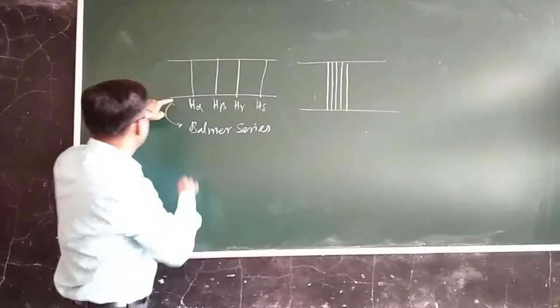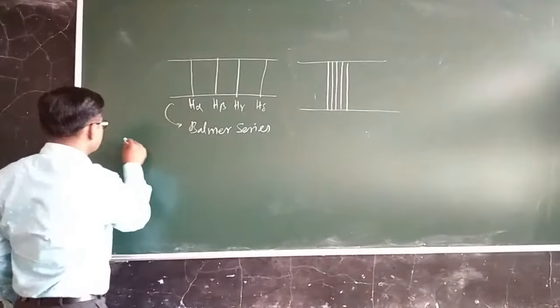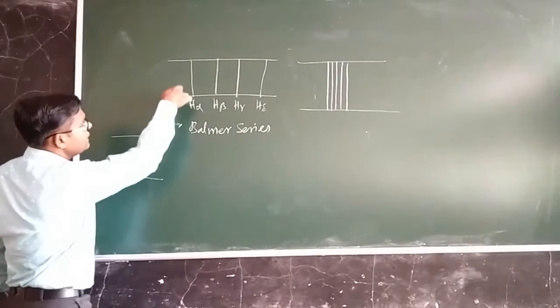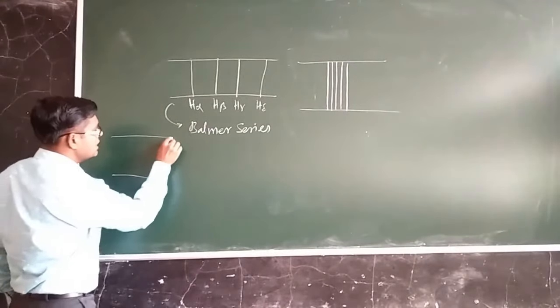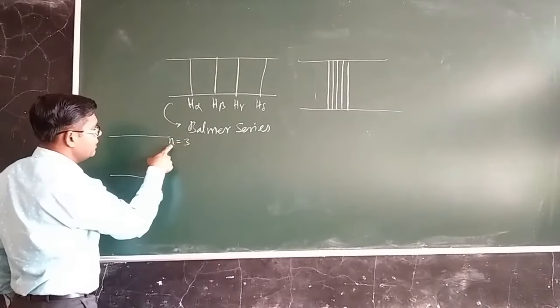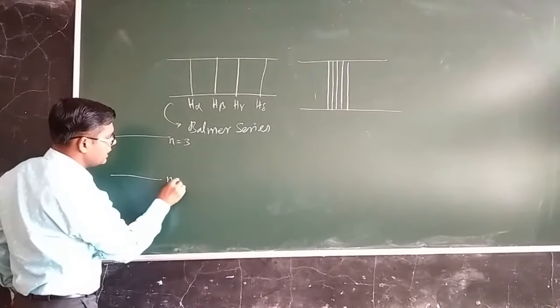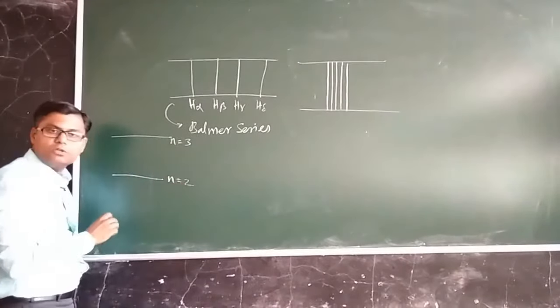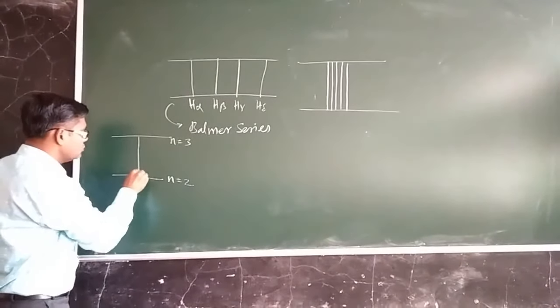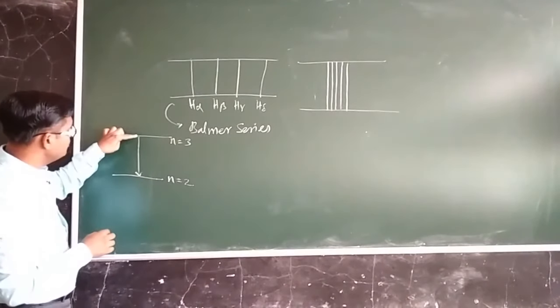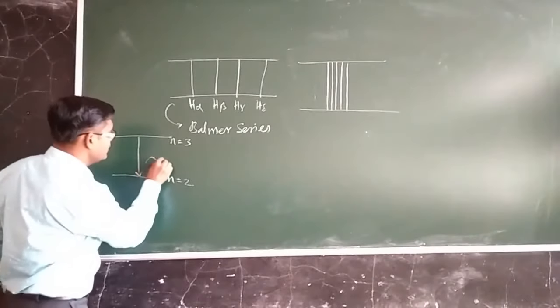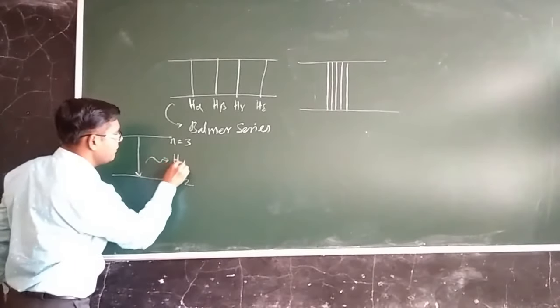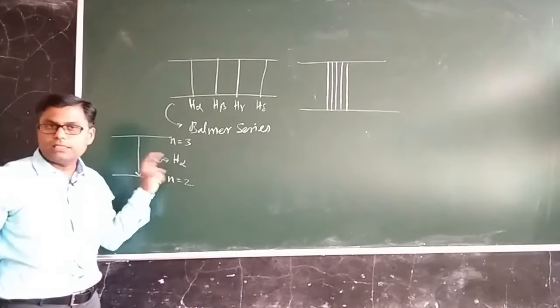Why? Because suppose this is the energy level 1. How will we get the H alpha line? When the electron jumps from the energy level for which n equal to 3 to another energy level for which n equal to 2, right? Whenever the electron makes a transition from this level to this level, we will get a photon whose wavelength matches the wavelength of the H alpha line.